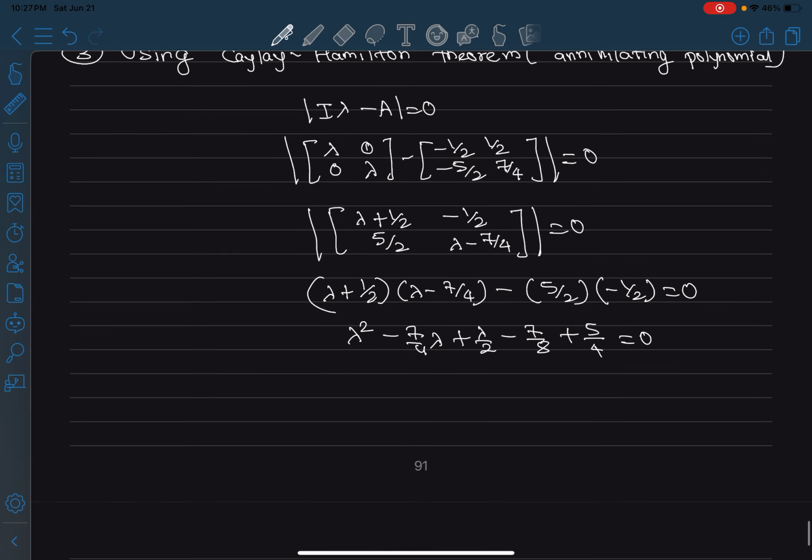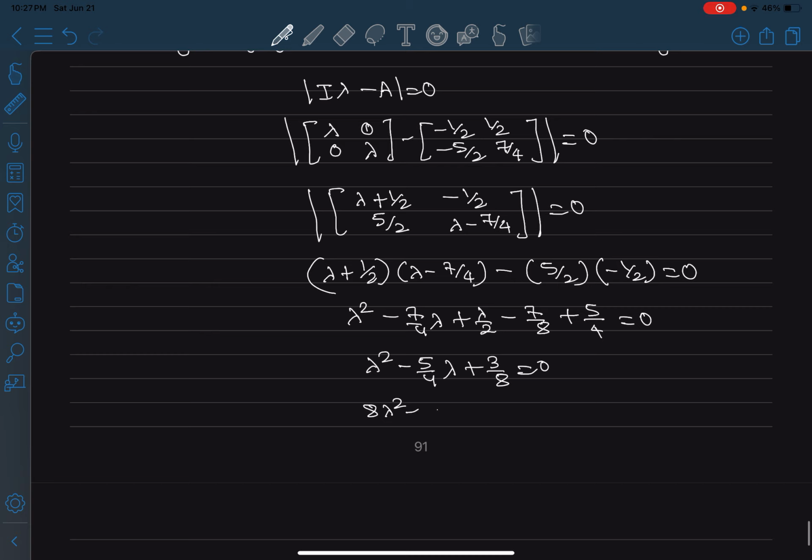Now this becomes lambda square, minus 7/4 plus 2/4 is minus 5/4 lambda. And then 10 minus 7 is plus 3/8 is equal to 0. Multiply by 8, that gives 8 lambda square minus 10 lambda plus 3 is equal to 0.